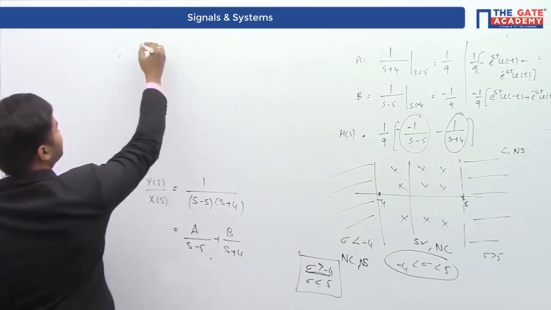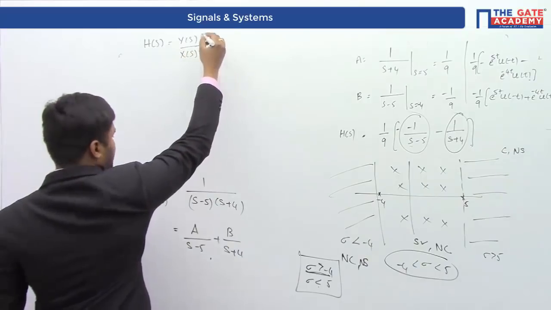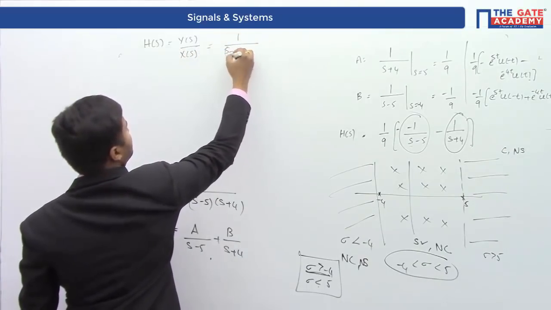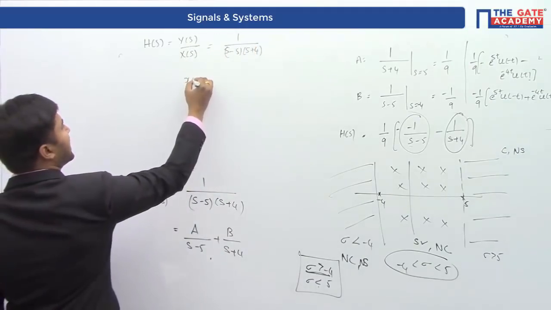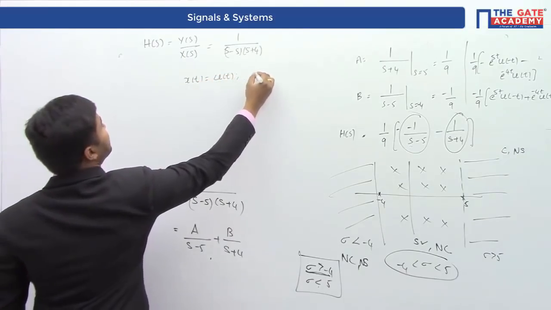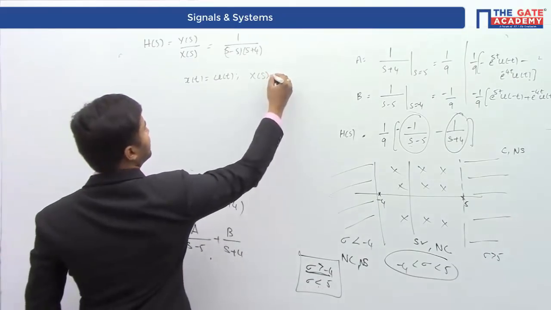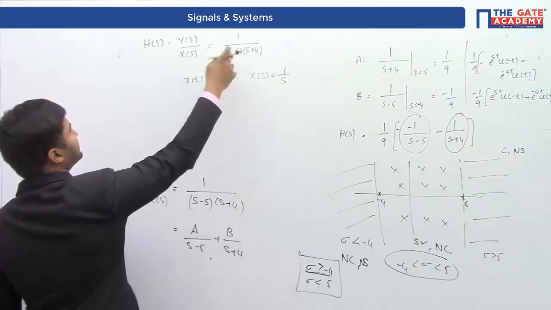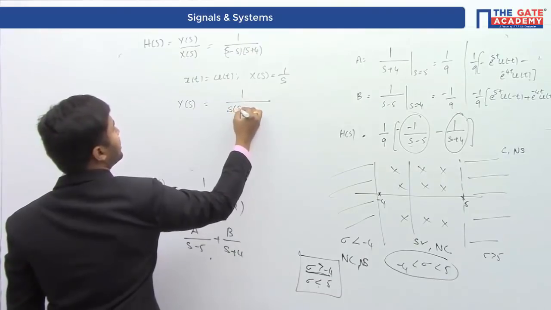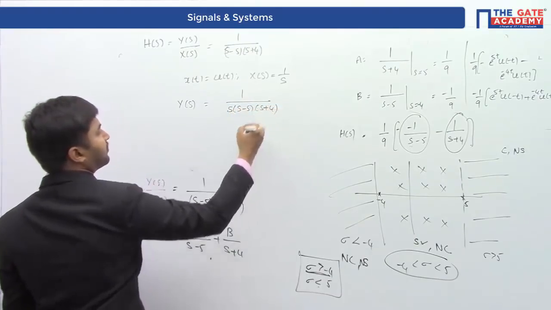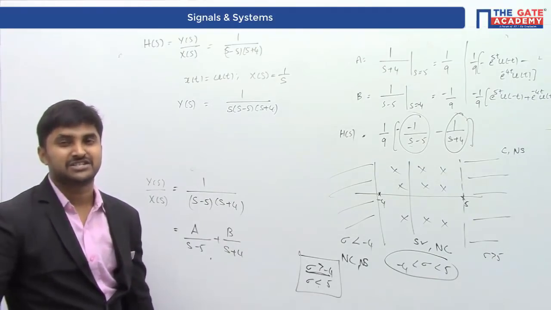See, we know H of s, which is Y of s by X of s, is equal to 1 by (s minus 5)(s plus 4). Whenever I take the step input, it means that x of t is equal to u of t. Then what is X of s? The value of X of s is going to be 1 by s, isn't it? So if I substitute here, the output Y of s is going to be 1 by s(s minus 5)(s plus 4). Because the steady state value has been asked, we are considering the system to be causal.